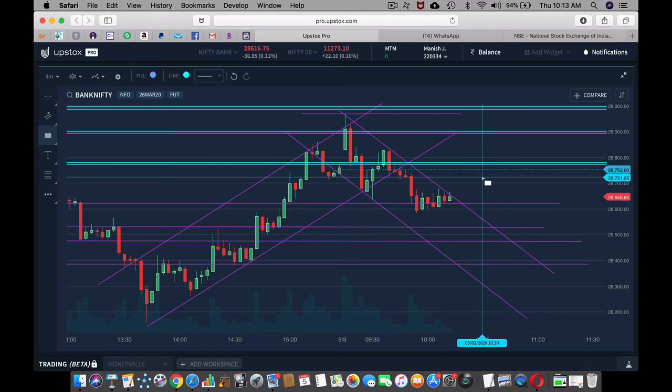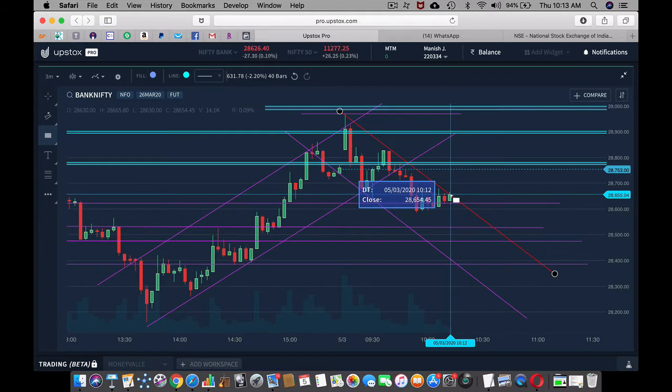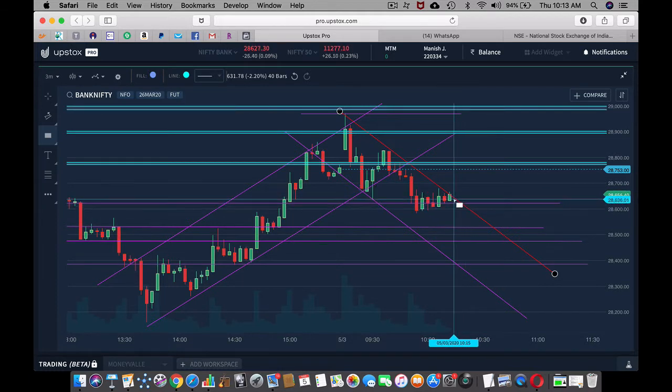This is called a distribution and accumulation analysis, where you predict a market according to the labels and buying and selling positions of the big fish. So let's understand how it goes. It could be a sell position from here too. So we are exactly on the edge here.